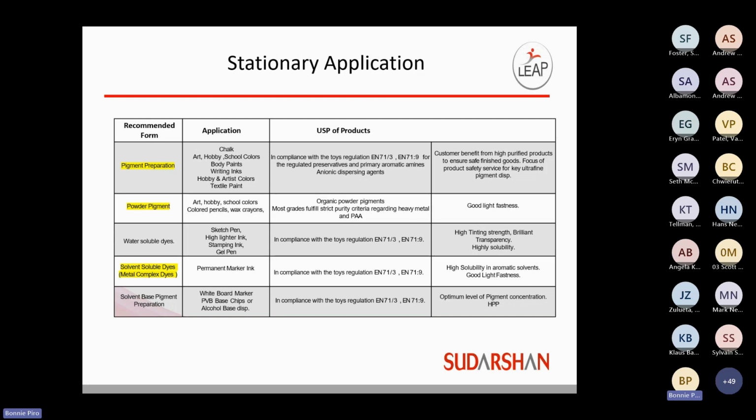I highlighted in yellow the areas that Sudarshan participates in, so pigment preparations, which I mentioned earlier. Of course, our powder pigment is our main portfolio for that one. And then the soluble dyes are an area that are traditionally directed towards plastic applications, but do find a home in these permanent marker ink areas.